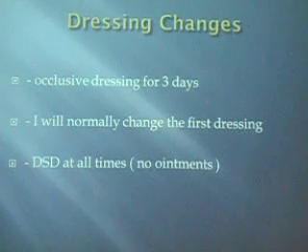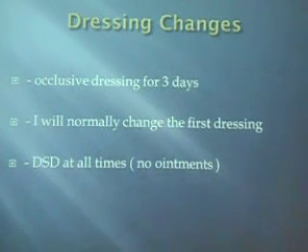Dressing changes. I normally like an occlusive dressing for 3 days. This is simply to let the incision heal enough, seal itself off enough so that we can't get it wet. I've had patients who have had their grandkids with their dirty hands all over their incision post-operatively, which is not good for infection control, shall we say. So occlusive dressing for 3 days.